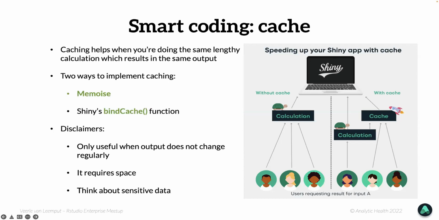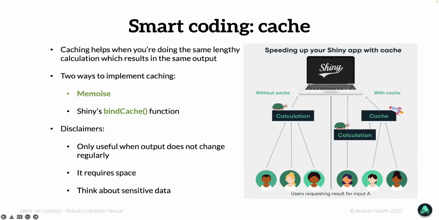There are two ways you can implement cache in Shiny. The first is the memoise package, which helps you to store functions and the result of those functions as cache. And you have Shiny's bindCache function. I have an example of both of them on my GitHub page, and I will share that afterwards.